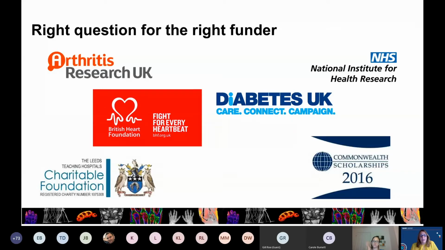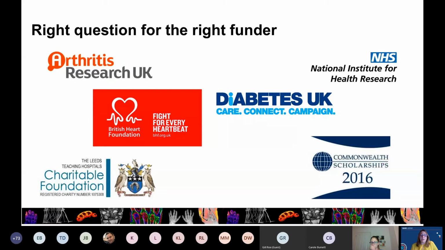Leeds Cares, which was the Leeds Charitable Foundation, clearly, because they're a Leeds-based organisation, the kind of things that they're going to be looking for are going to be about how the Leeds city and how the Leeds Teaching Hospitals Trust will benefit from your research, and how the staff, or how you will benefit as a staff member.